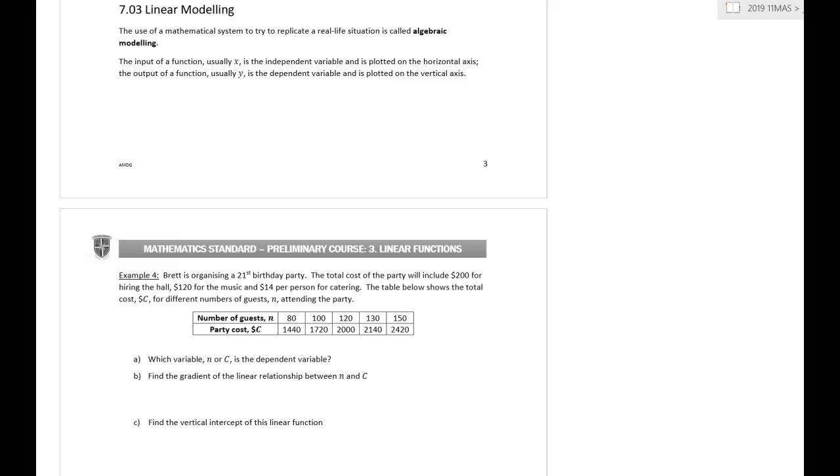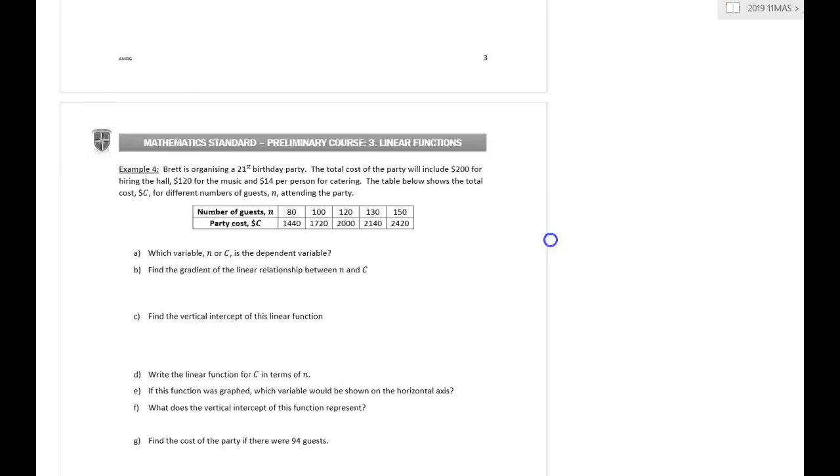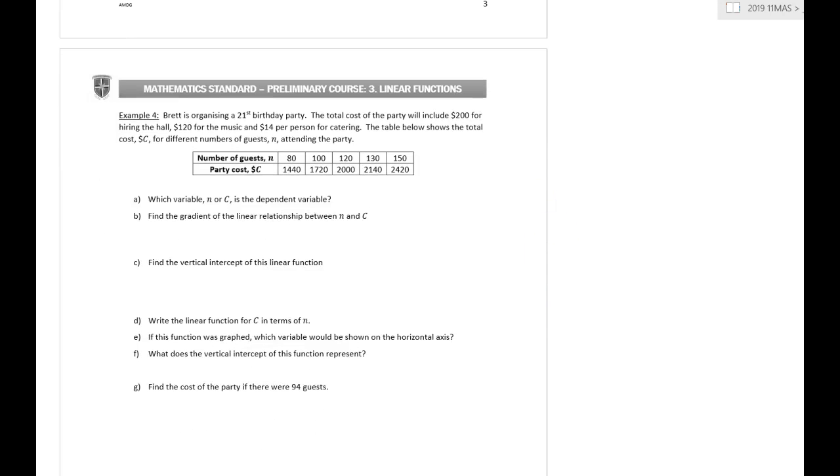Linear modelling, modelling in mathematics. Modelling in mathematics is where we try to use some mathematical system to replicate some natural sort of system. We assign numbers to things to try to come up with a way of predicting what might happen in a real life situation. It's very much about application. I think that's all we need to talk about before we jump straight into an example.